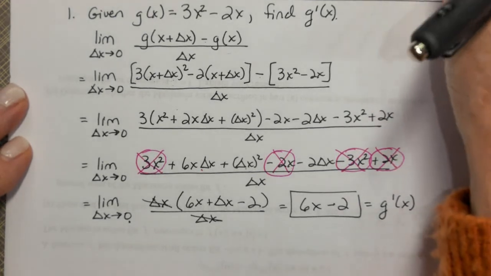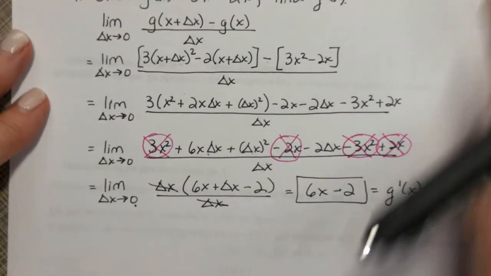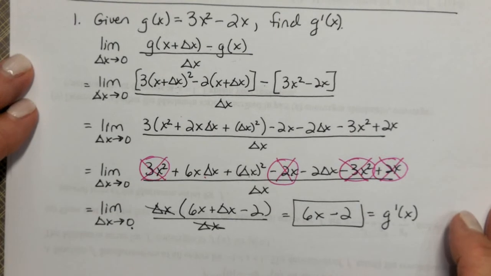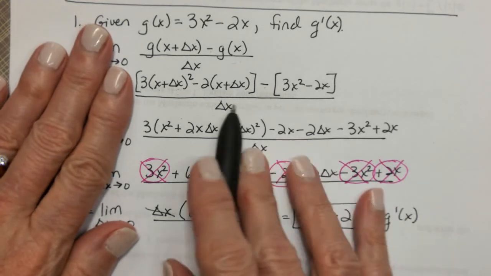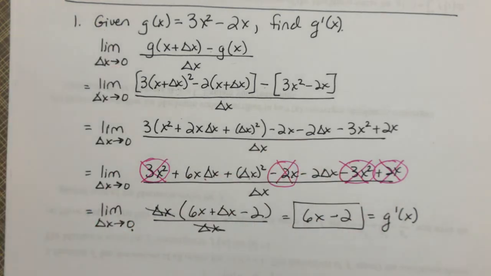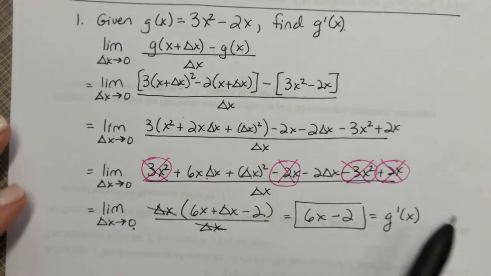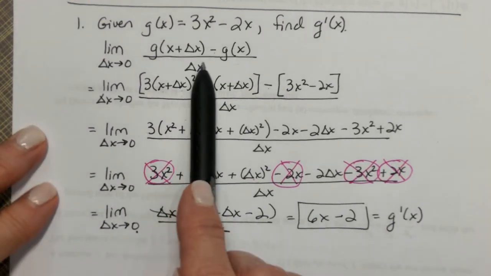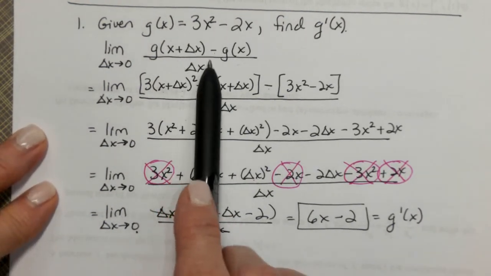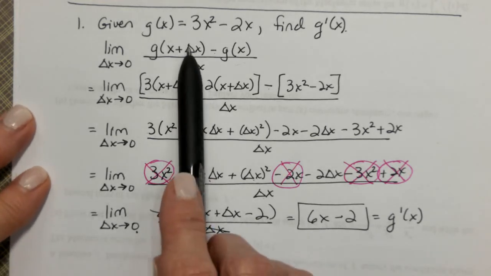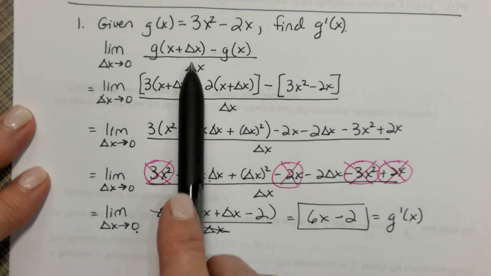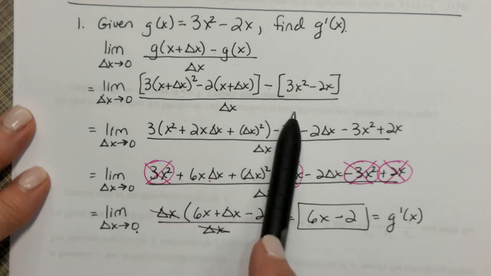Okay, let's do another one. Oh, well, and in class I will ask my kids if they recognize this process at all. Not really with the limit, but do they recognize this process? And hopefully some people will. This is our difference quotient that I've been giving you throughout the year. But I have not been using delta x. What have we been using? We've been using h's.